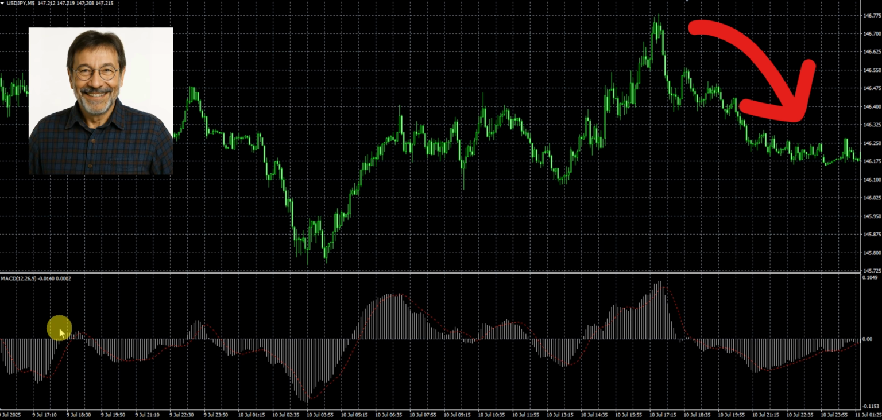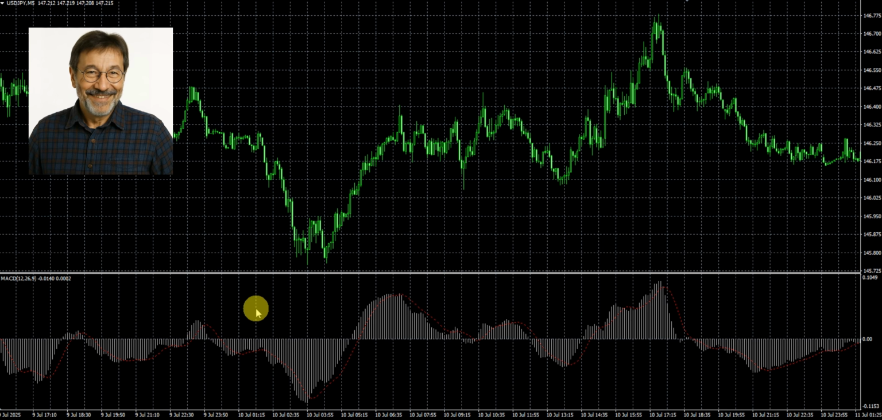Trend slowdown. Histogram bars shrink gradually. This may signal that momentum is fading and a range or reversal may follow. These signals in the default MACD are often hard to spot visually. The histogram is gray and flat. You have to squint, and momentum isn't obvious. That's why traders need something easier to read.